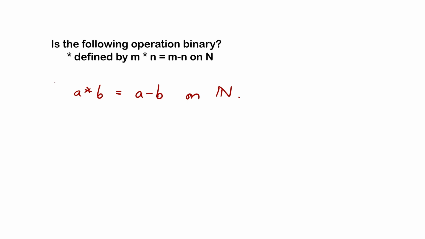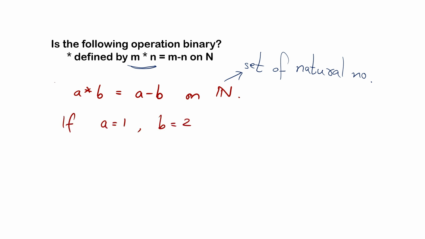Let's look at another example. Now here m star n is defined by m minus n. Let's come back to the same notation. A star B is defined as A minus B on N. What is N? N is the set of natural numbers. This is the standard notation used in most of the books.